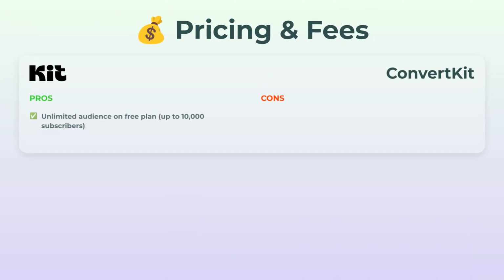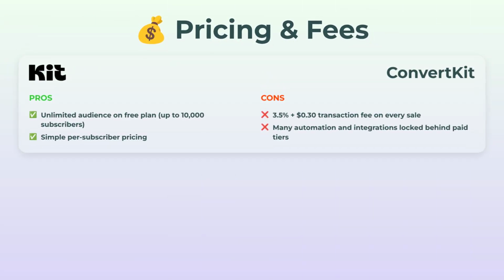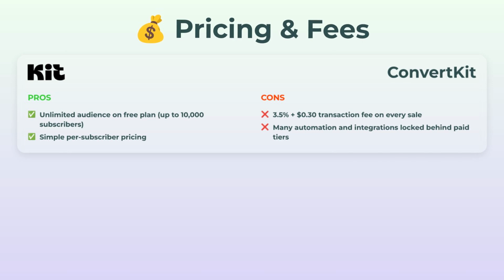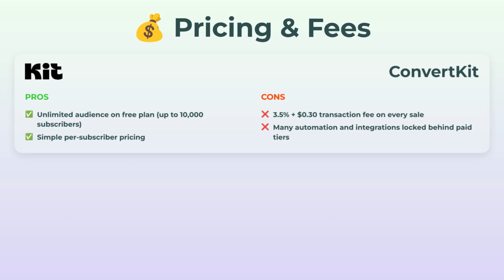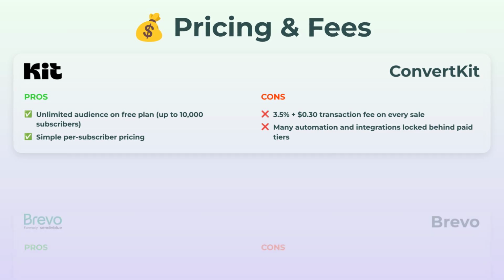First up, pricing and fees. ConvertKit comes in swinging with unlimited audience on their free plan. You can have up to 10,000 subscribers, which sounds insane. Super straightforward per subscriber pricing too, but here's the kicker. Every sale has a 3.5% plus 30-cent transaction fee. And a bunch of stuff like integrations and automations are locked unless you're on a paid plan.